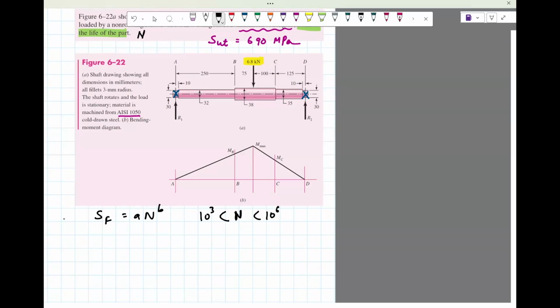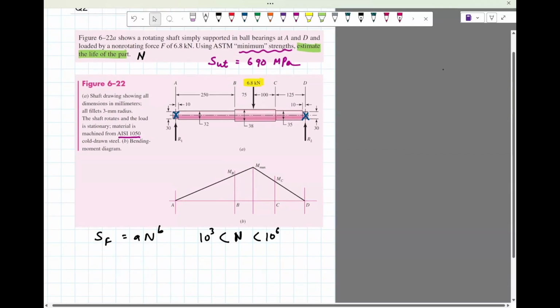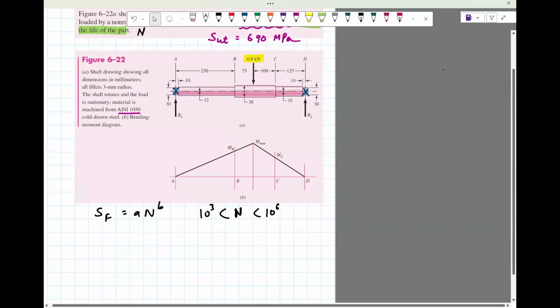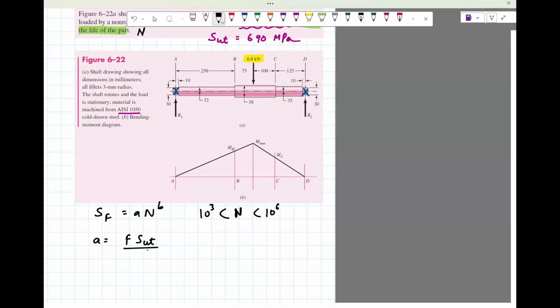This is just our hunch that the life is usually between 1000 and a million. Then we can go back and I can talk a little bit about what would happen if n was greater than a million or less than 1000. So this is the assumption. If we are going with this assumption, the question is what are A and B equal to? Well, A is something we wrote down in the last class. It was F times SUT divided by SE, and this is actually squared. And B is 1/3 log to the base 10 of SE divided by F SUT.